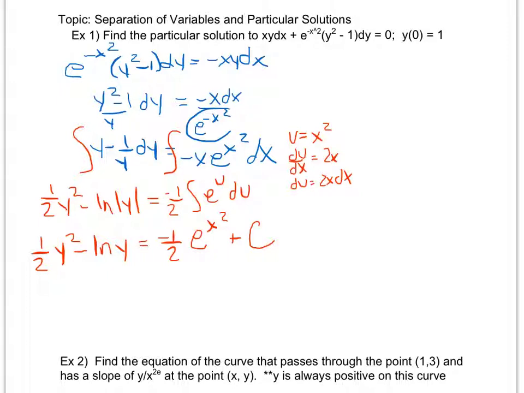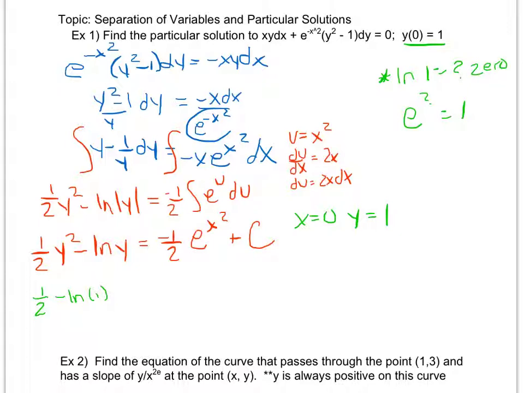When I find my particular solution, I am going to use the fact that when x equals 0, y equals 1. So I'm going to plug in 0 for x and 1 for y, and I'll have 1/2 times 1 squared, which is just 1/2, minus ln of 1. Remember, ln of 1 is going to drop out and be 0. The reason being, just a little scratch work: if I have ln of 1 equaling something, and I change that to exponential form, e to the what equals 1? Well, the 0. So this is just 0.